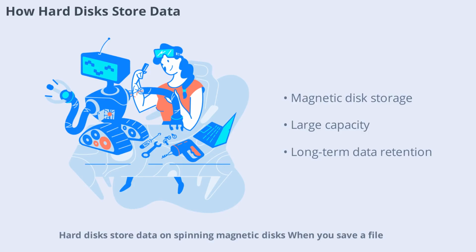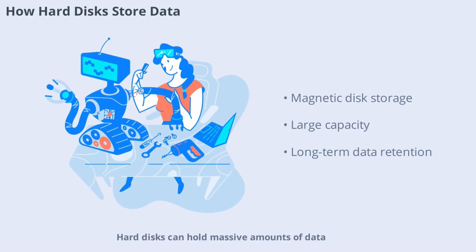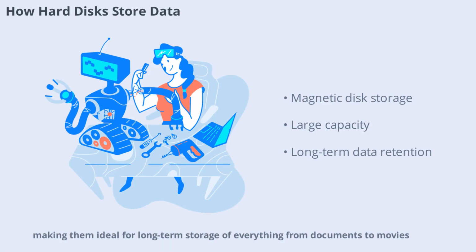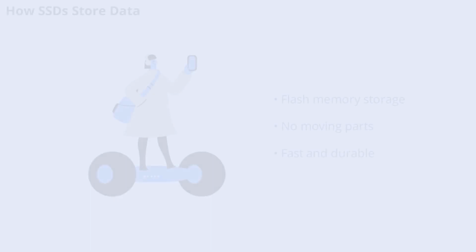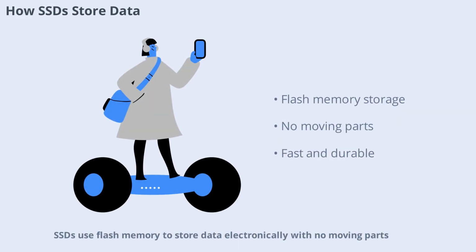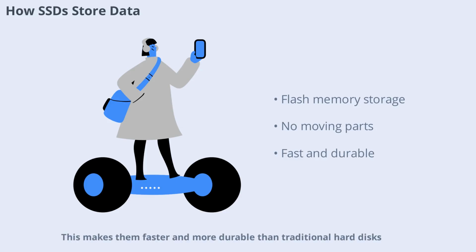Hard disks store data on spinning magnetic disks. When you save a file, it's written onto these disks where it stays until you delete it. Hard disks can hold massive amounts of data, making them ideal for long-term storage of everything from documents to movies. SSDs use flash memory to store data electronically with no moving parts. This makes them faster and more durable than traditional hard disks.